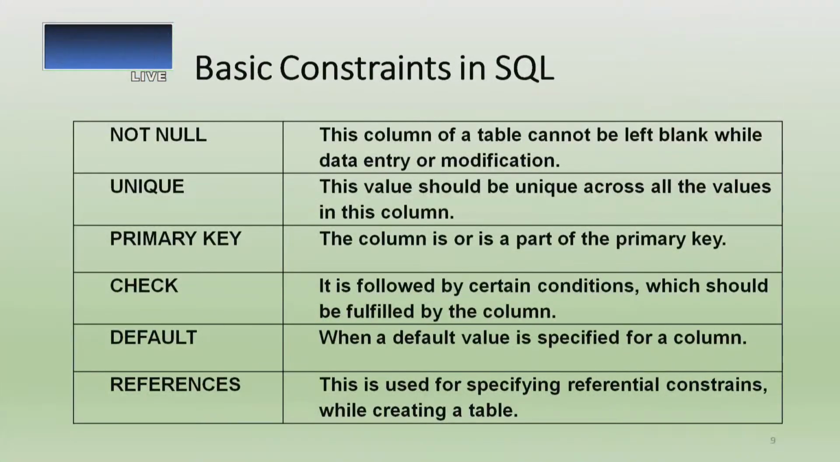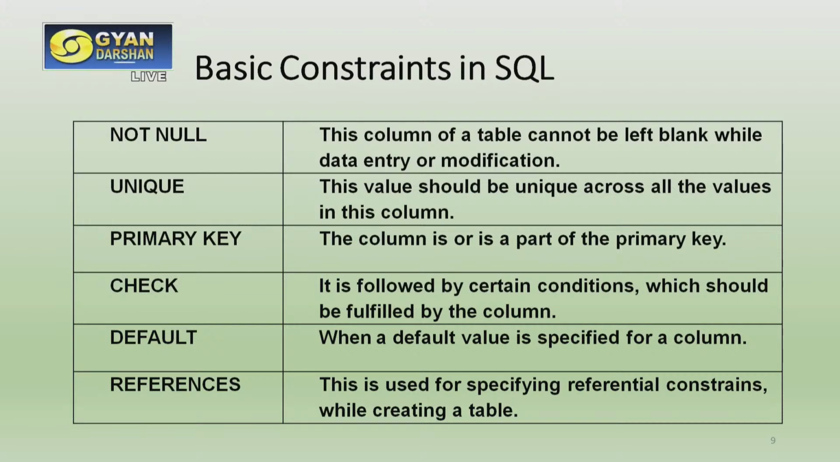Okay. So the very first constraint is not null. You remember that we were stating this constraint when we were defining one relation. This column of the table cannot be left blank by data entry or modification. So whatever attribute we specify to be not null, you have to put a value. Unique: the primary key itself is also unique. So this value will be unique across all the values in a column, just like what I showed you, the program code in the program table, right? They were unique. If you want to put any duplicate, it is not going to allow that.